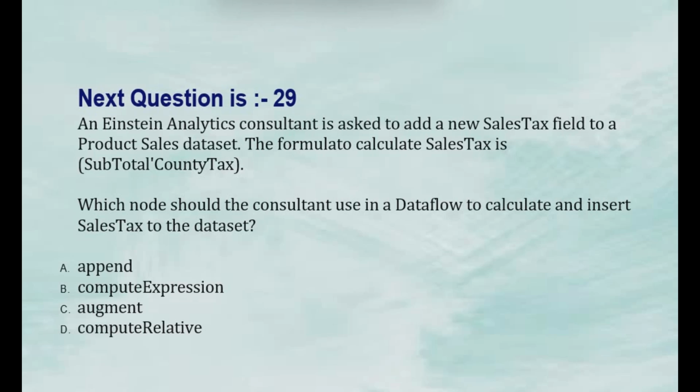Question is, an Einstein Analytics consultant is asked to add a new sales tax field to a product sales dataset. The formula to calculate sales tax is subtotal within quotes county tax. Which node should the consultant use in a data flow to calculate and insert sales tax to the data set? Option A, append. Option B, compute expression. Option C, augment. Option D, compute relative.